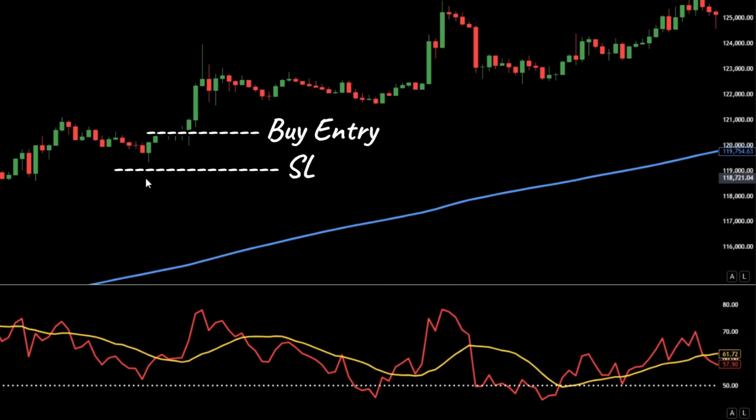We set the stop loss below the most recent swing low to protect our trade, and we set the take profit at about twice the stop loss distance, creating a 1-to-2 risk-to-reward ratio. After entry, price continues moving higher and eventually hits our target.